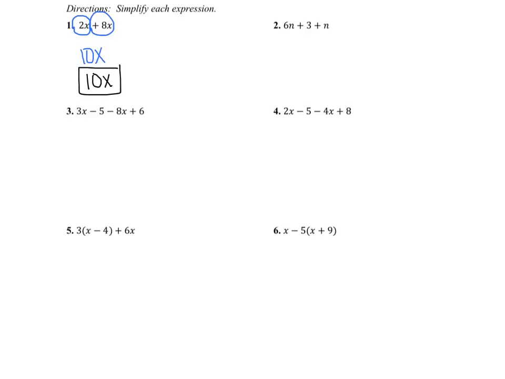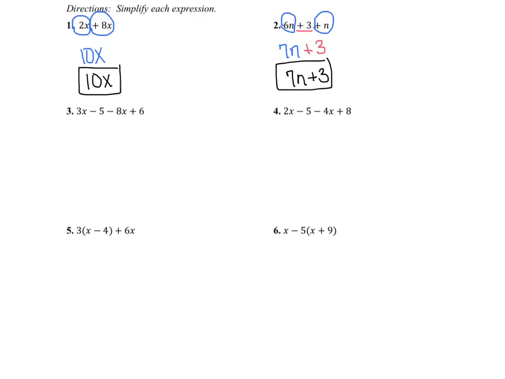Let's look at number 2. 6n plus 3 plus n. So let's first circle our variables. We have 6n and positive n. And then we have a constant, which is just 3. So now let's combine our variables. 6n plus, remember there's a 1 in front of that n, that's going to give us 7n. And we just have one constant, which is plus 3. So our answer is going to be 7n plus 3. And that is your answer.